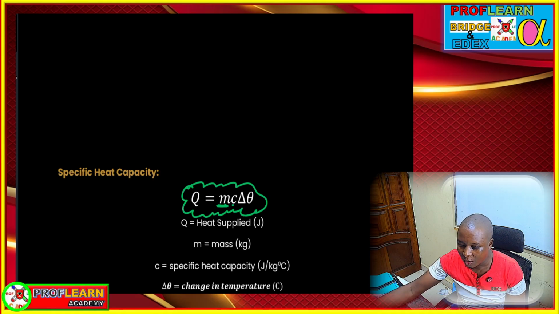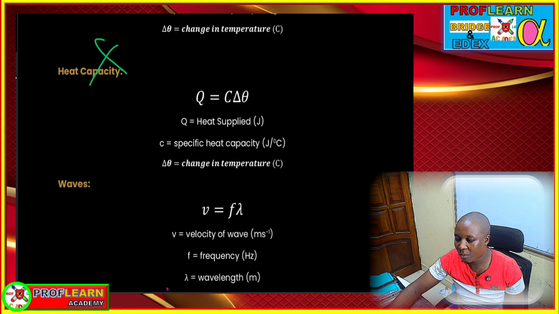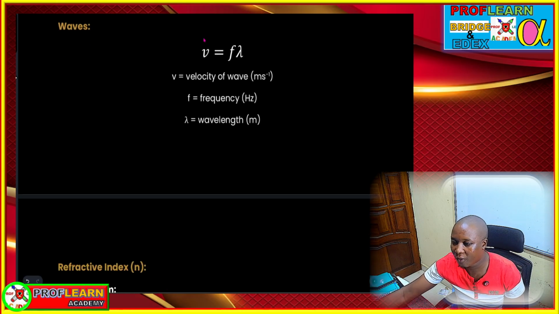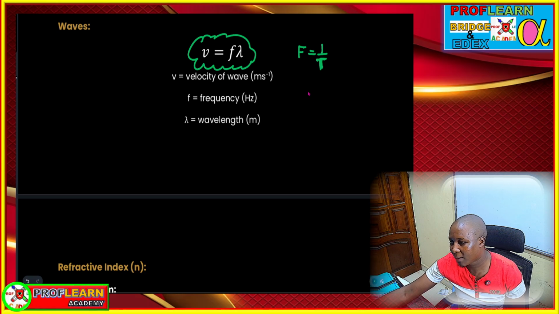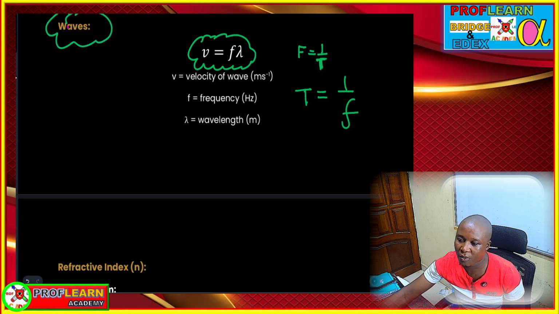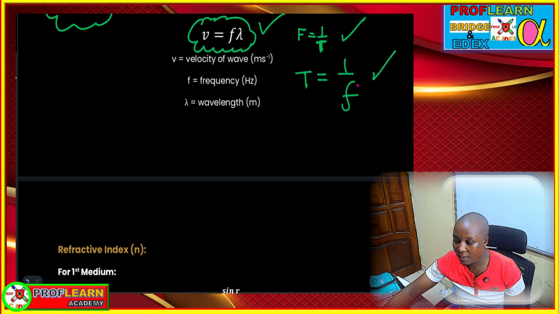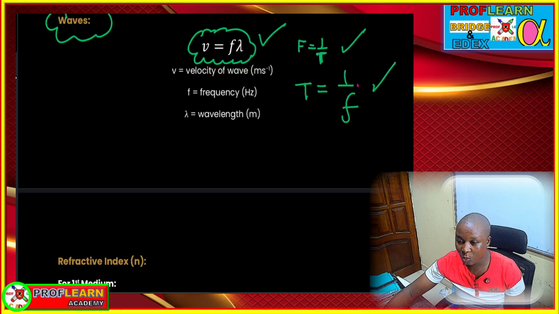Another set of formulas we shall talk about is the wave equation. The velocity of a wave is equal to frequency times wavelength. Also, you need to remember that frequency is 1 over the time period, or the periodic time is 1 over f. So for waves, these are the formulas that you really need to understand.